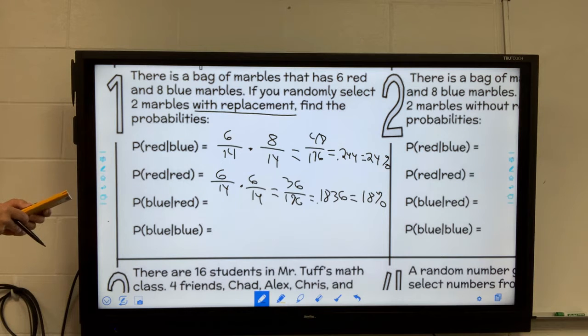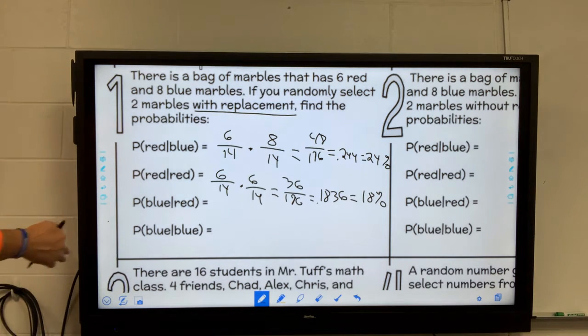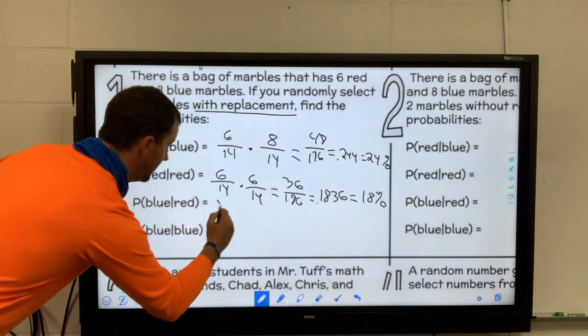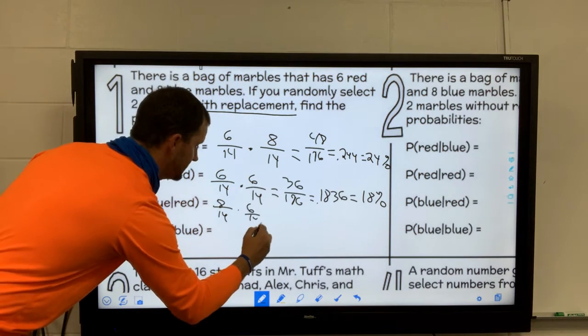Now what's the probability of me getting a blue first and then pulling out a red, okay? So I'm basically doing the same thing again. Remember, it's with replacement. So blue is going to be 8 over 14. Red is going to be a 6 out of 14 chance.